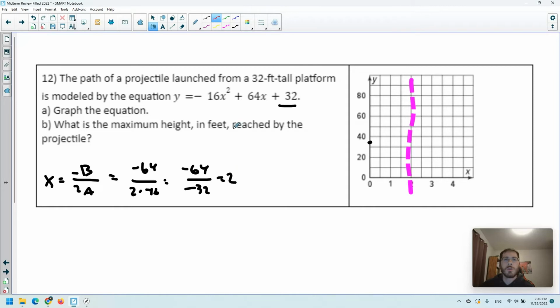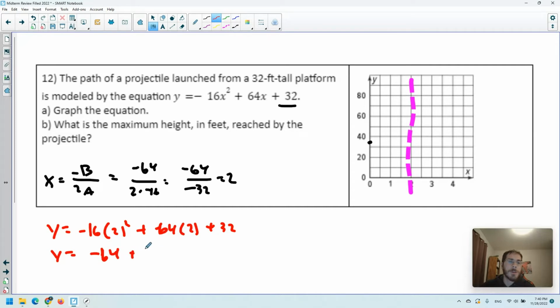And then I would need to plug 2 into the equation. So y equals negative 16 times 2 squared plus 64 times 2 plus 32. So y equals, this is 4. I know 4 times negative 16 is negative 64. This is 64 times 2. I'm kind of lazy, so I'm going to write that as 64 plus another 64. The reason I'm going to do that is now these two 64s cancel out. So that's a little bit of a mental math trick. This is going to be y equals 96.